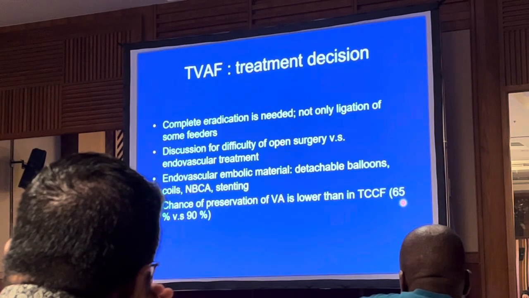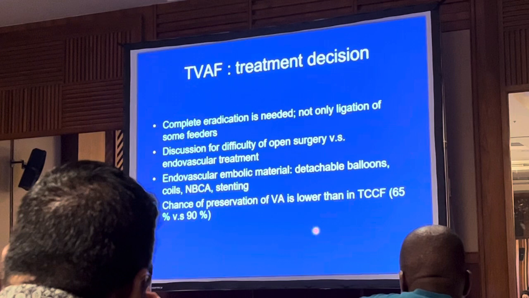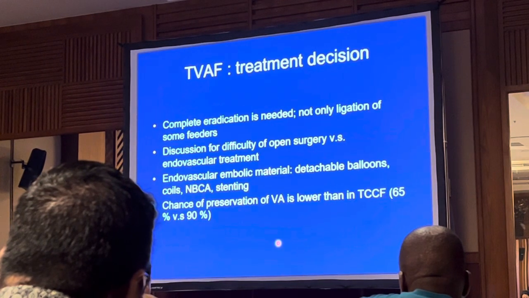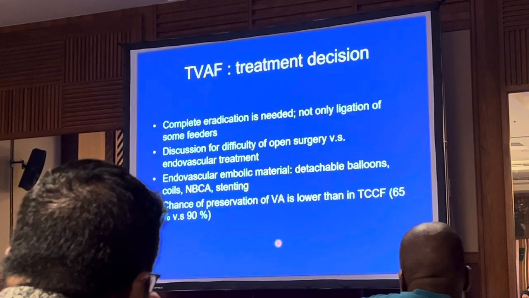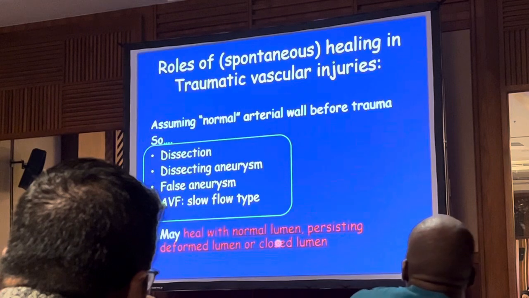Decision making is very important. You need to aim to cure. If you are able to keep the parent artery, that is good. So better check collateral in case you cannot keep the parent artery. The chance of preserving the vertebral artery is less than in a CC fistula.